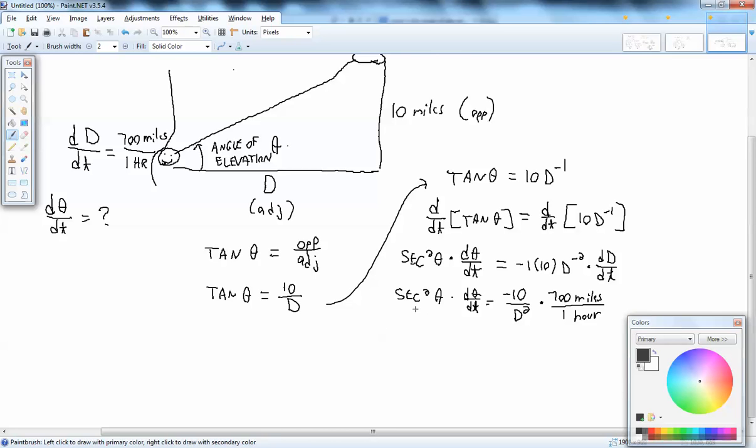Then we'll multiply both sides by 1 over secant squared. So I'll take 1 over secant squared theta times secant squared theta times d theta dt. And if I multiply those together, negative 10 times 700 is negative 7,000 miles over d squared, and I'll go ahead and put an hour here, times 1 over secant squared. The secant squareds cancel, and you get d theta dt is equal to this.